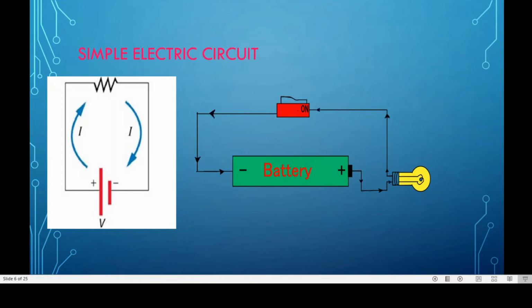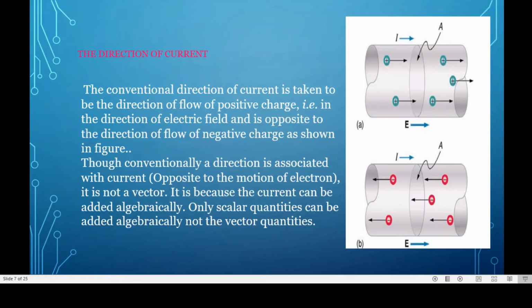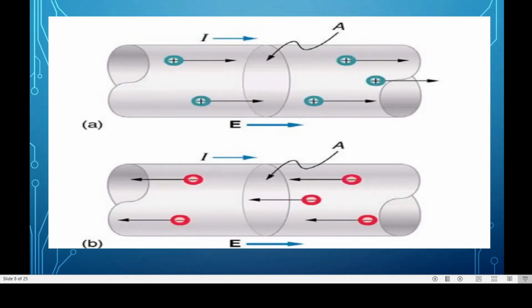The second animated diagram will show the actual direction of the current. Look at that current. It goes from the positive terminal of the battery to the negative terminal of the battery. The main objective of this lesson is: what is the actual direction of the current? Look at the diagram. The conventional direction of current is taken to be the direction of flow of positive charge, that is, in the direction of electric field, and is opposite to the direction of flow of negative charge as shown in the figure. Observe the diagram carefully.